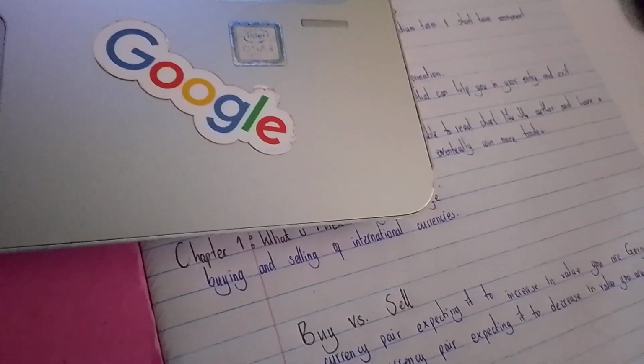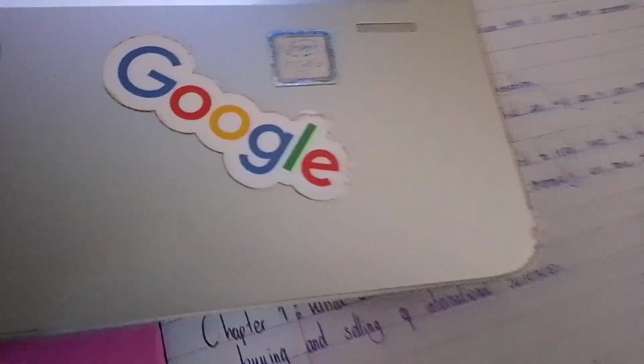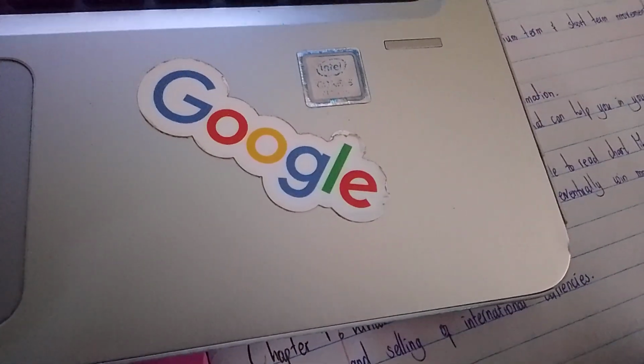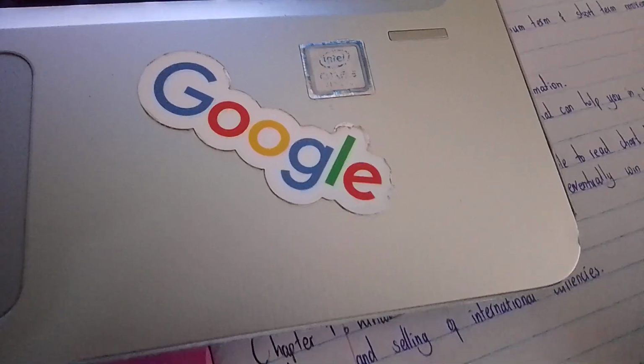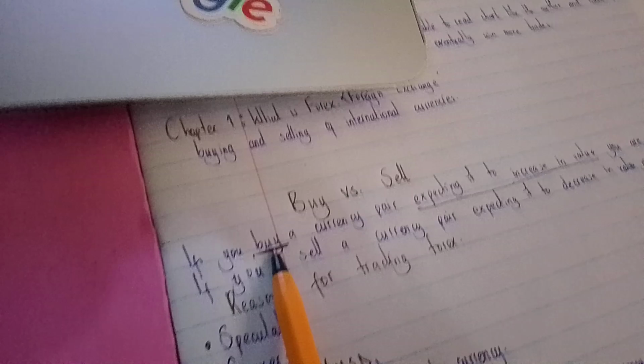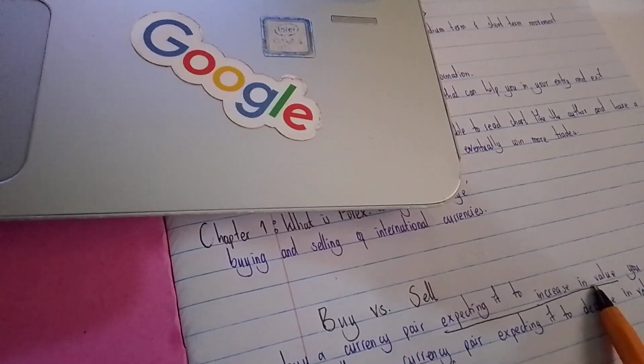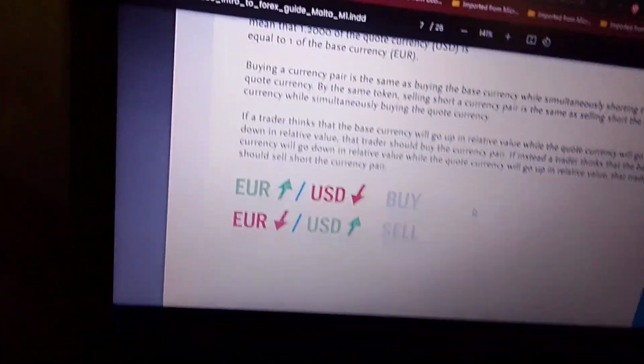So let's see the keywords. If you buy, expecting it to increase in value. So if you expect it to increase in value, you buy it. I don't know if that's understandable for you. If you expect it to increase in value, then you buy it. The same thing we are being told here.